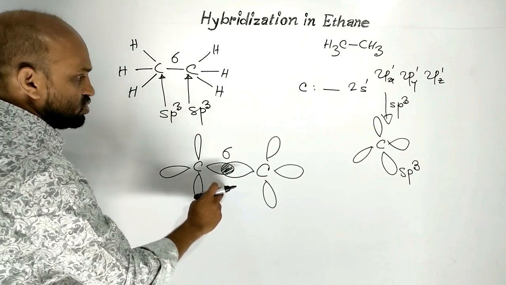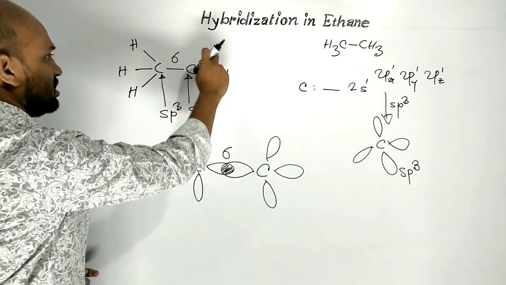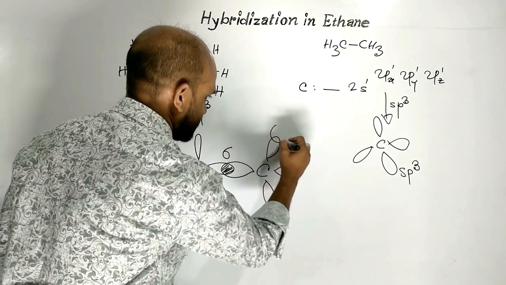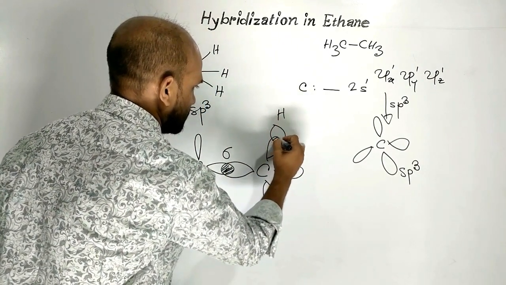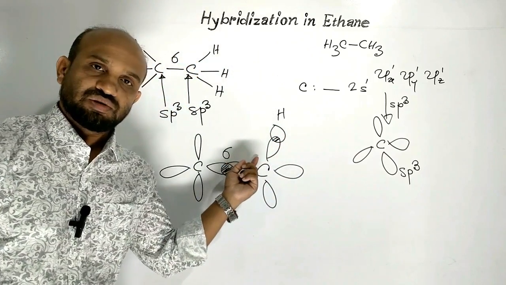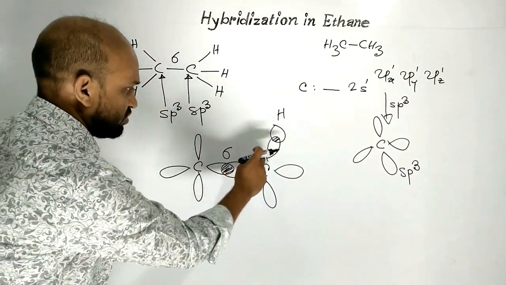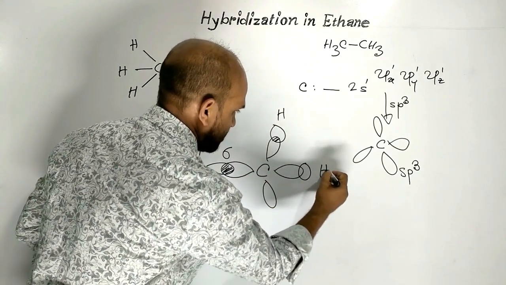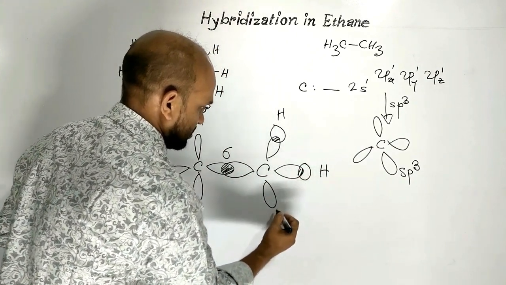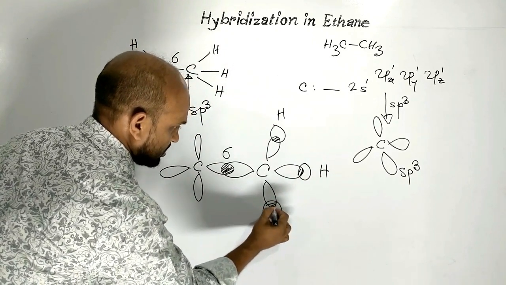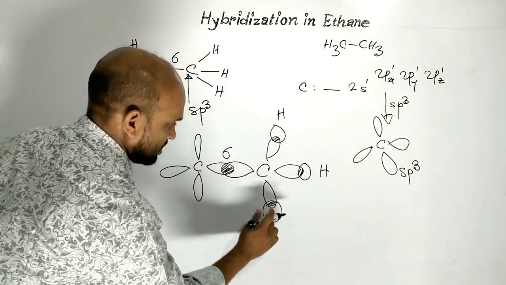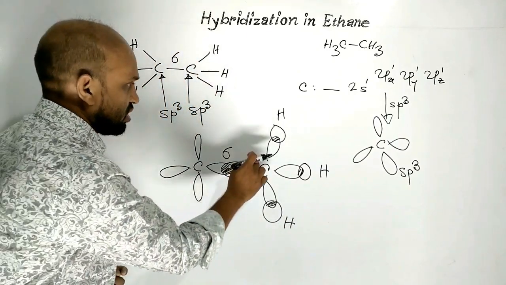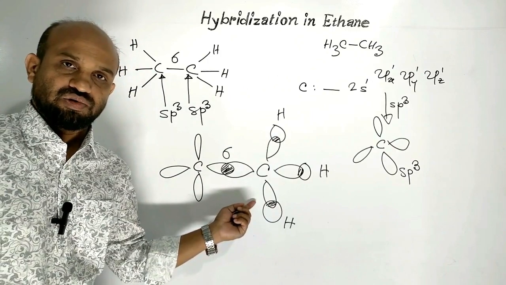Again, with this carbon there are 3 hydrogen atoms. So the s orbital of a hydrogen atom overlaps the sp3 hybrid orbital of carbon. Similarly, the sp3 hybrid orbital and the s orbital of hydrogen, the sp3 hybrid orbital of carbon and the s orbital of hydrogen. In this way, carbon-hydrogen bonds are formed.